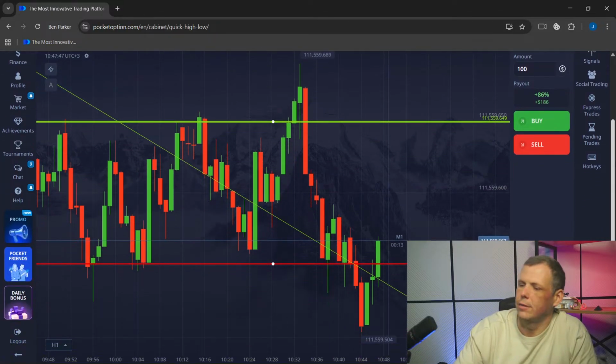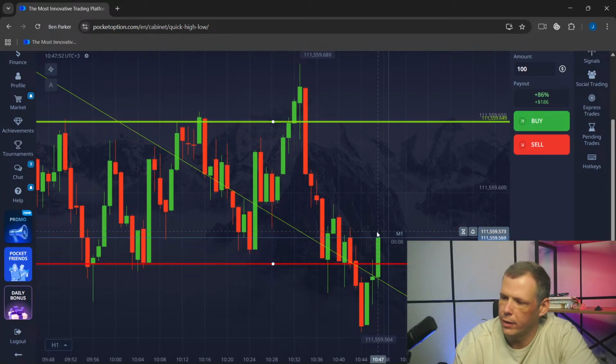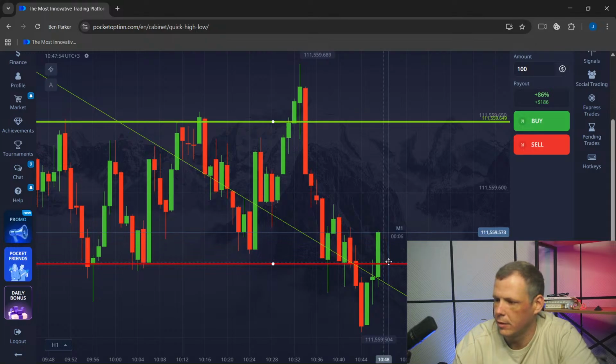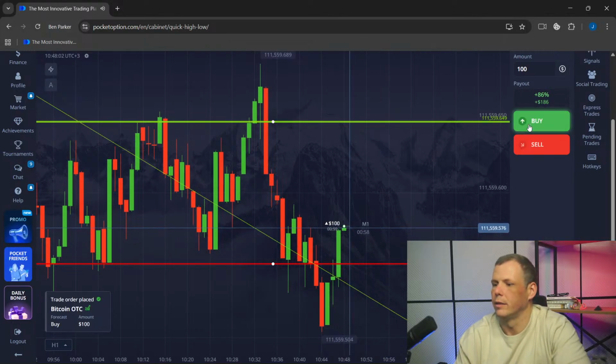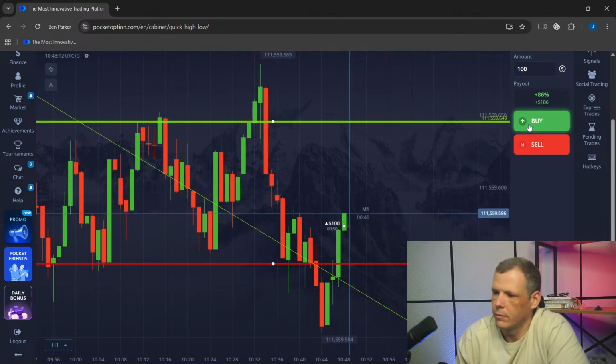So we're going to go back to our 1 minute trading. Huge momentum. Now I don't want to enter at the top. I want to wait for it to come back down just a little bit more. Now this is going to show that the trajectory is moving up, and I'm going to enter here. And now it's the waiting game.